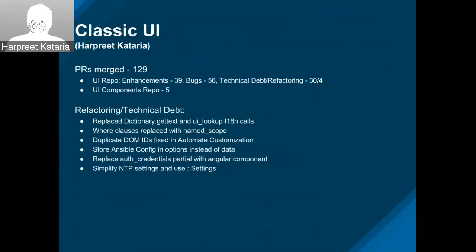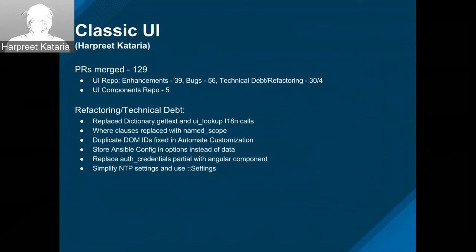Hello, everyone. So in this past sprint, a total of 129 PRs were merged in the Classic UI repo. Out of that, 39 were enhancements, 56 bug fixes, 30 technical debt, and 4 refactoring PRs. There were about 5 PRs merged in the UI components repo. And some of the main refactoring and technical debt PRs are listed here.